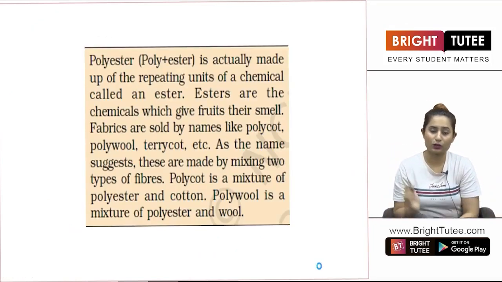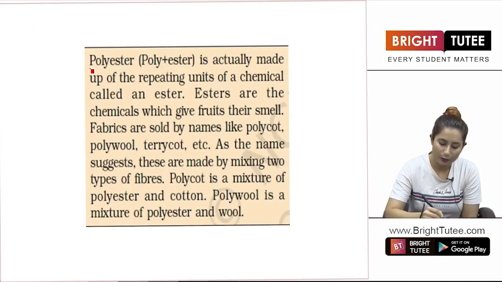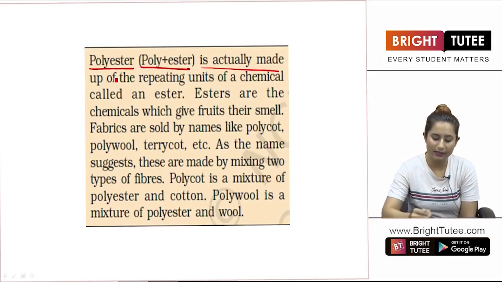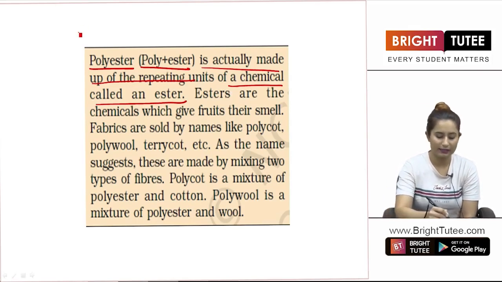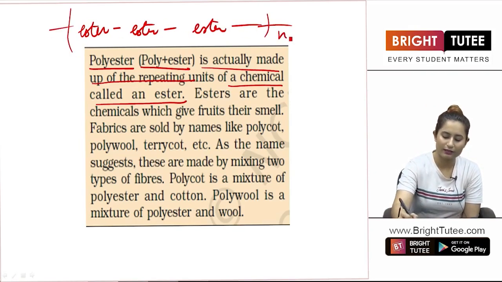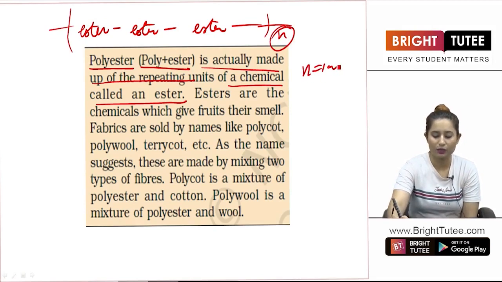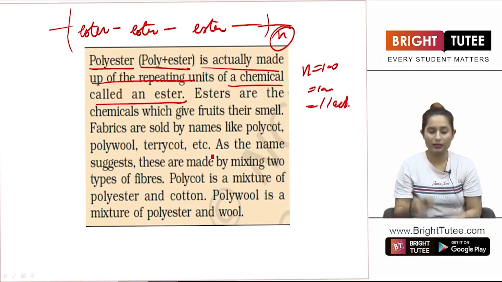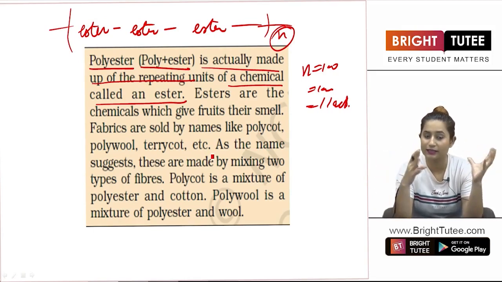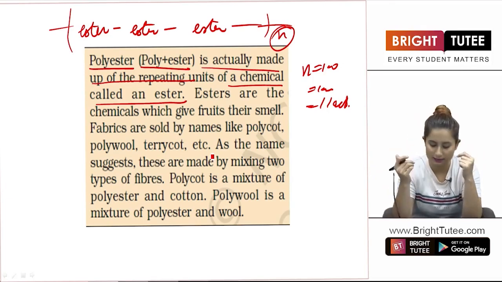Now, this is what I was talking about. It is made up of esters. Polyester, as the name tells you, is poly plus ester, and is actually made up of repeating units of a chemical called an ester. Basically, ester, then again ester, then again ester, and this goes on for hundreds of times. Basically, n may be equal to 100 or 1000 or 1 lakh. It depends on the number of esters you are using. These esters combine to form long chains, and these long chains form fibers, basically polyesters.